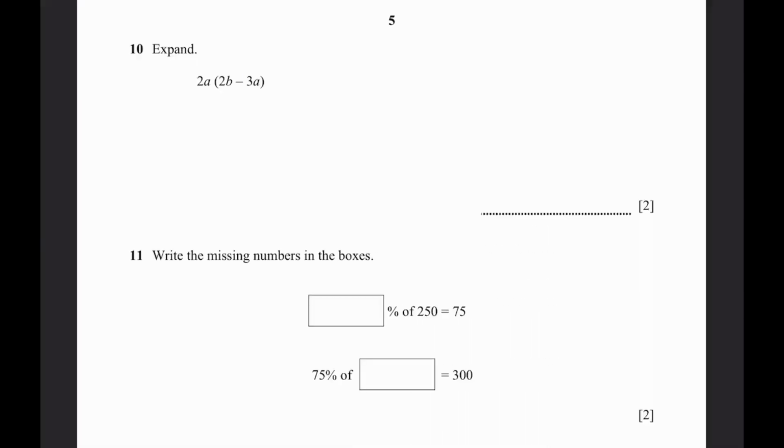Question 10. Expand 2a(2b minus 3a). So we can multiply 2a by both the numbers. This will be 4ab minus 6a squared.